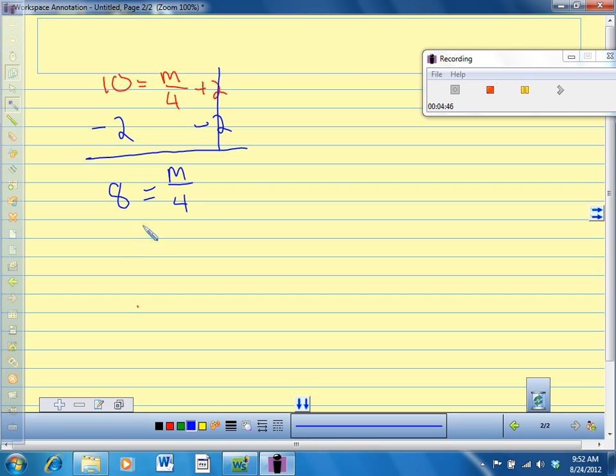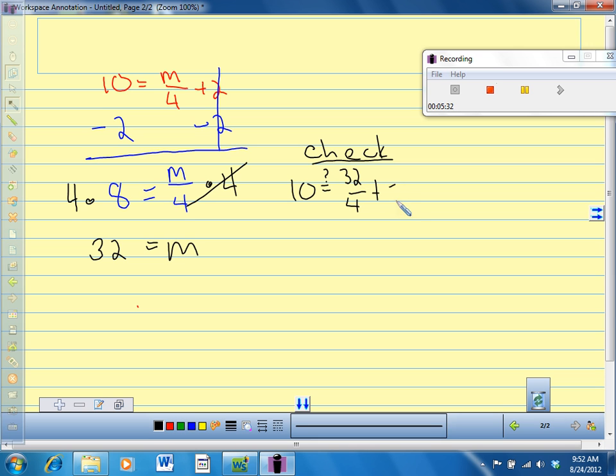Multiply by 4. Okay? So we're going to multiply both sides by 4. We multiply this side by 4, multiply this side by 4, and I get, boom, m equals 32. And now I want to check. Is 10 equal to 32 divided by 4 plus 2? What's 32 divided by 4? 8 plus 2. Is 10 equal to 8 plus 2? Yes. So I got it.